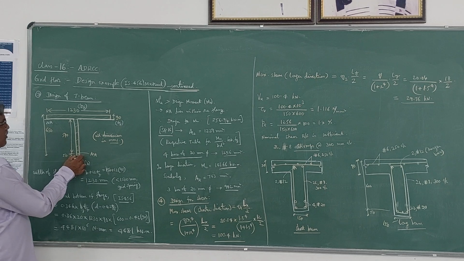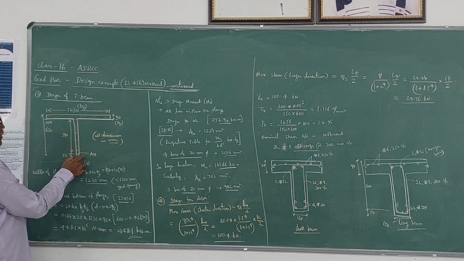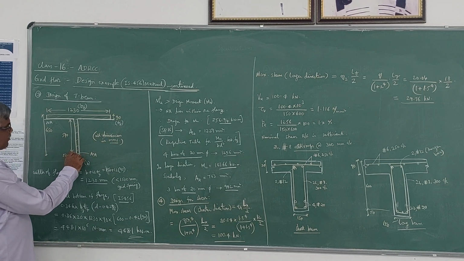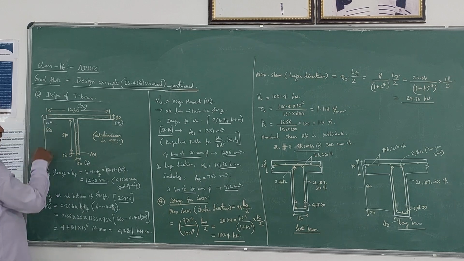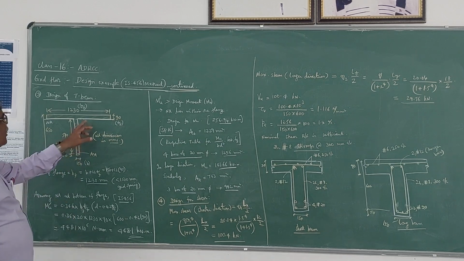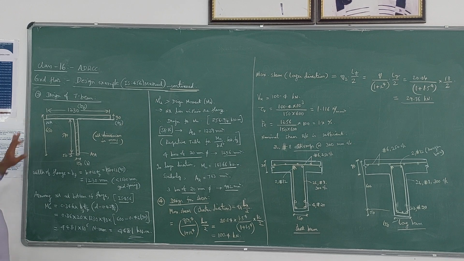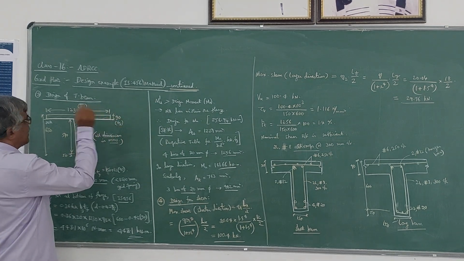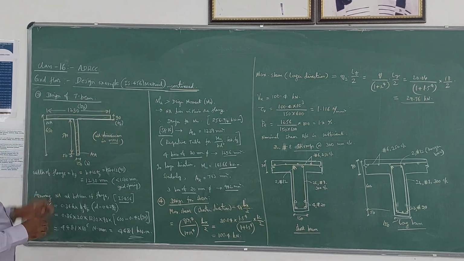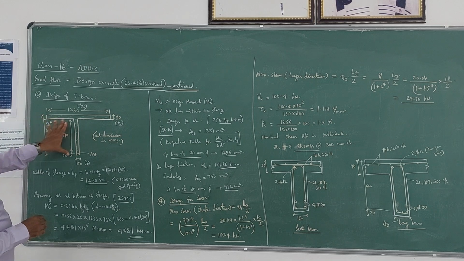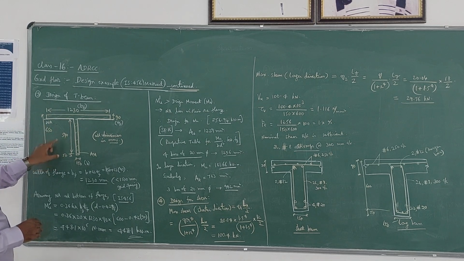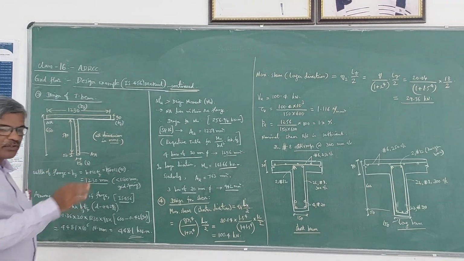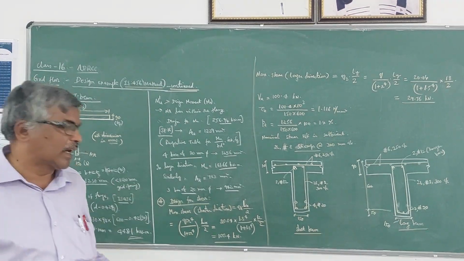Width is 150 mm. All the dimensions are in millimeters. And the effective cover I have taken is 50 mm. Overall depth including the top slab is 650, and the thickness of the top slab is 90 mm. The depth of this rib portion is 510 plus 50, that is 560 mm. So these are the dimensions we got earlier.